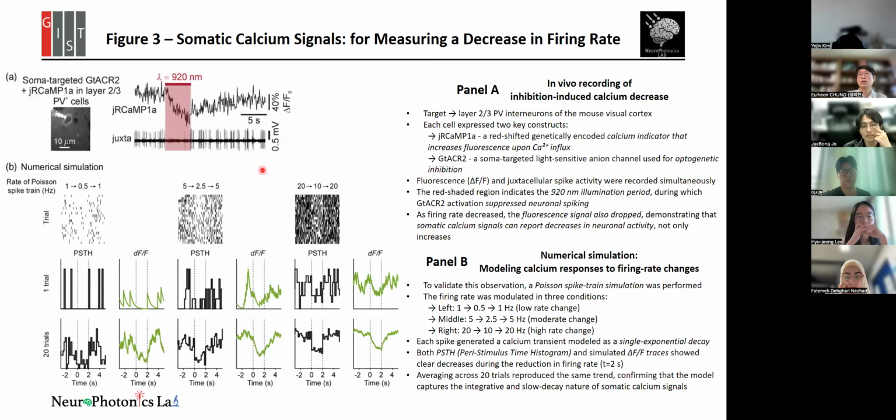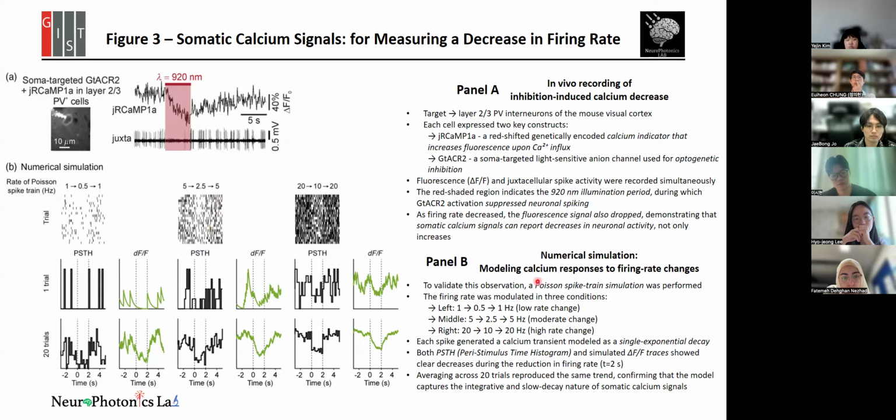Fluorescence and juxtacellular spike activity were recorded simultaneously. Here, when we illuminate the light, whose wavelength is 920 nanometers, GtACR2 activation suppressed the neuronal spiking. As the firing rate decreased, the fluorescence signal also dropped, demonstrating that somatic calcium signals can report decreases in neuronal activity, not only increases.